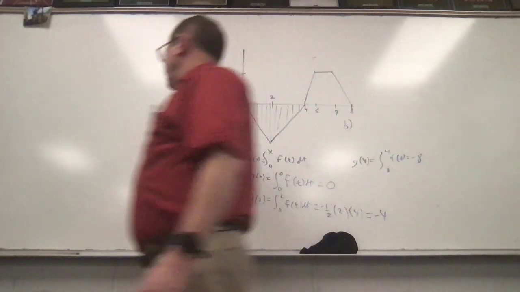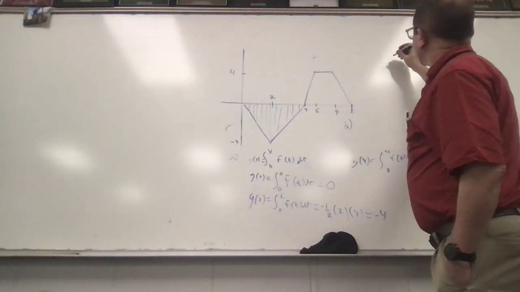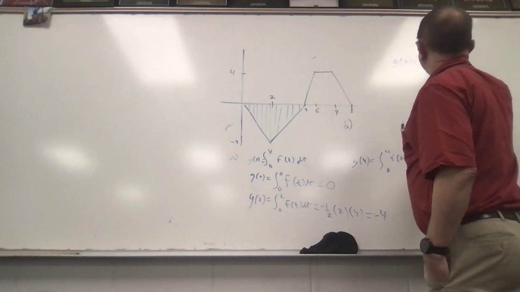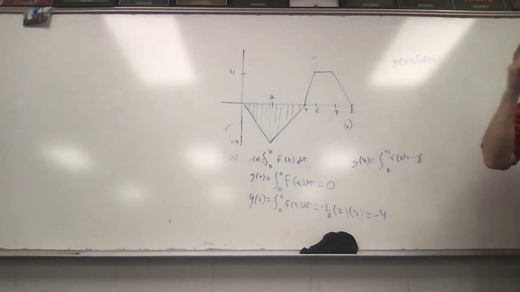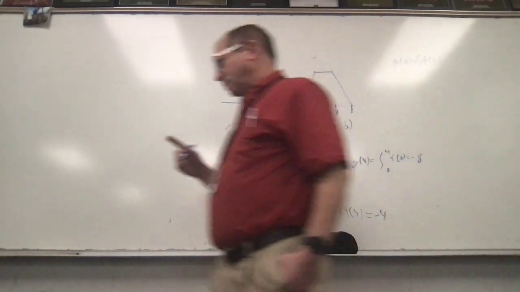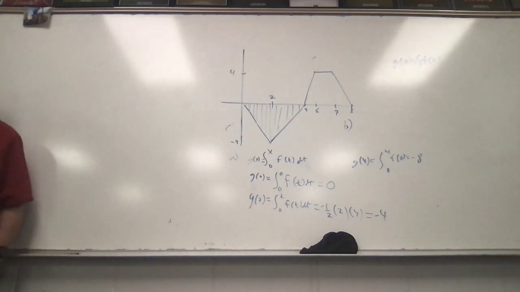Now I want us to look at this a different way. g of x is equal to the antiderivative of f of t. Now, if we want to know if g is increasing, then what do we know about g prime? If g is increasing, what do we know about g prime? It's positive.